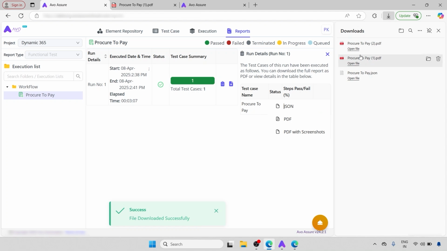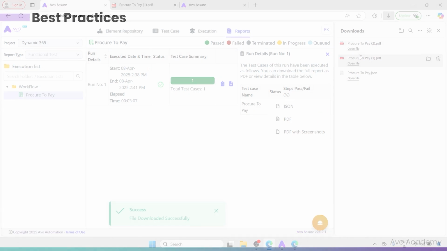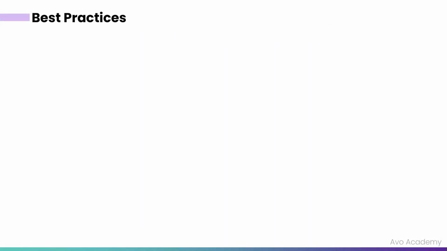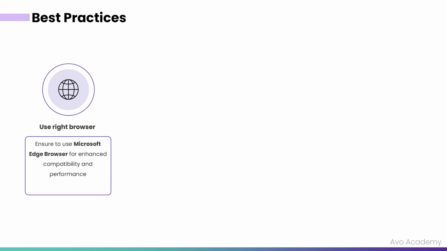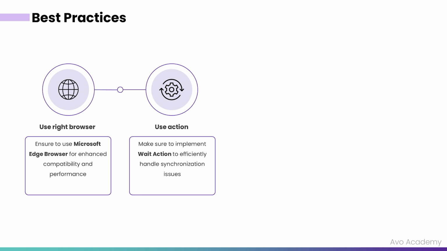Now that the process of automating the MS Dynamics application using Avo Assure is clear, let's take a look at some best practices to ensure smoother execution. Use Microsoft Edge as the preferred browser for better compatibility and performance during automation. Implement wait actions to effectively manage synchronization issues that may arise during execution.